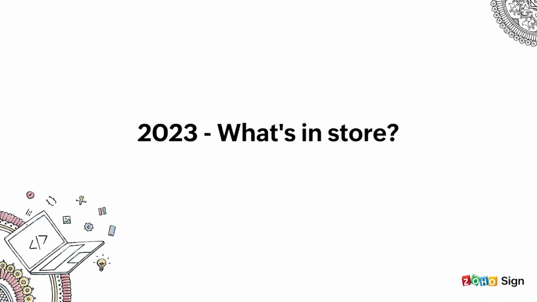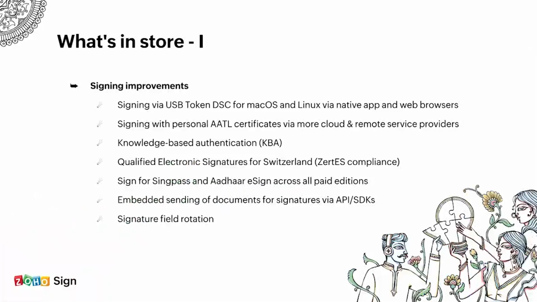But yeah, with that, I think I'm done running through the updates that we had in 2022. Let's quickly take a look at what's coming in 2023. First up, a lot of improvements on the signing front. We are going to support signing through USB signatures on other platforms like macOS and Linux, both through a native app and through web browsers.